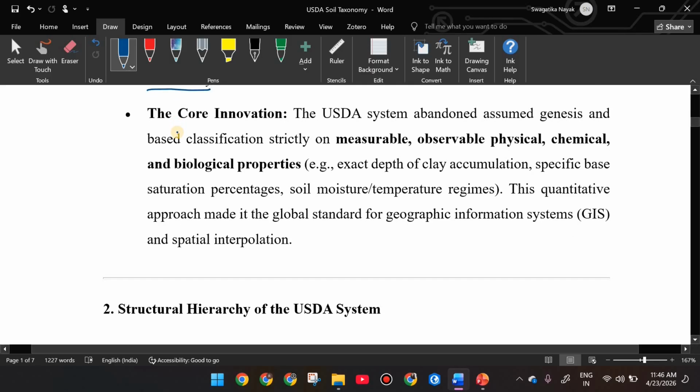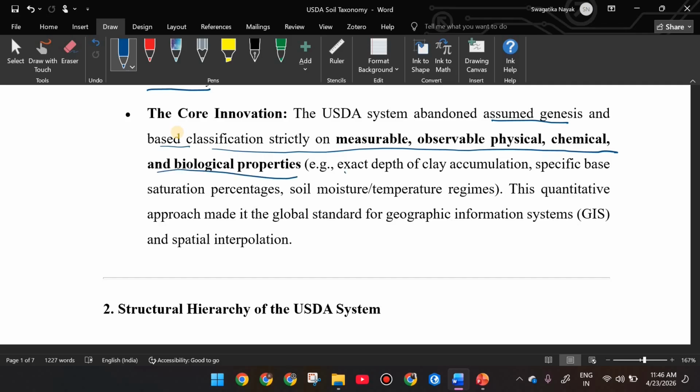The USDA system abandoned the assumption of genesis and based classification on the study of measurable observations: physical, chemical and biological properties, exact depth of clay accumulation, specific base saturation percentage, soil moisture and temperature regimes. On the basis of these things, soil classification has been done. This quantitative approach made it a global standard for geographical information systems and spatial interpolations.